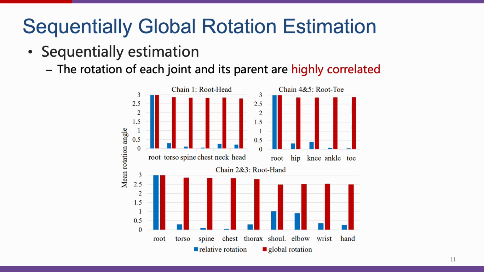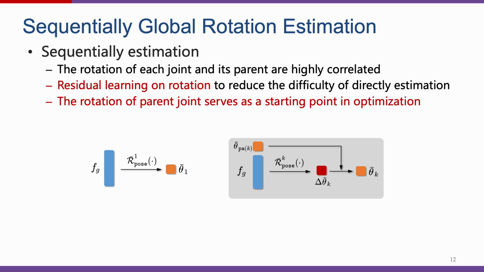The motivation is that the rotation of each joint and its parent are highly correlated. From the statistics we can find that the relative rotation is small. Therefore we can adopt residual learning for rotation estimation to reduce the difficulty of direct estimation. Specifically, we take the parent joint rotation as the starting point for child rotation optimization. This design benefits from the high correlation of parent joint rotation and produces accurate child rotation.